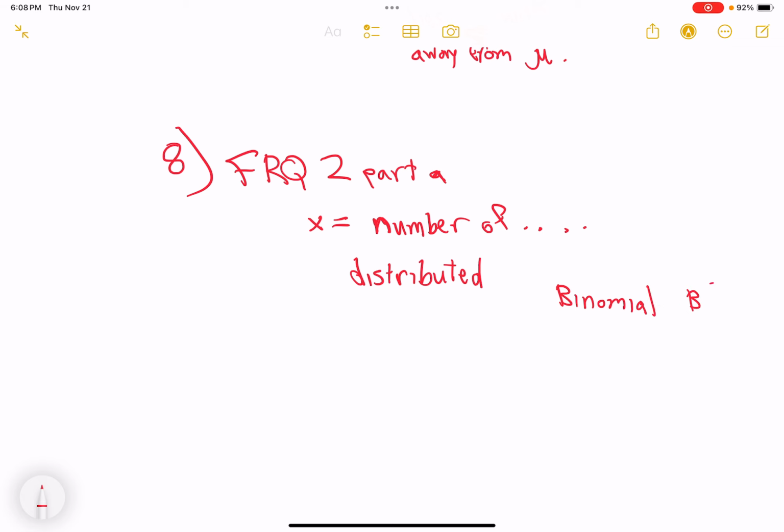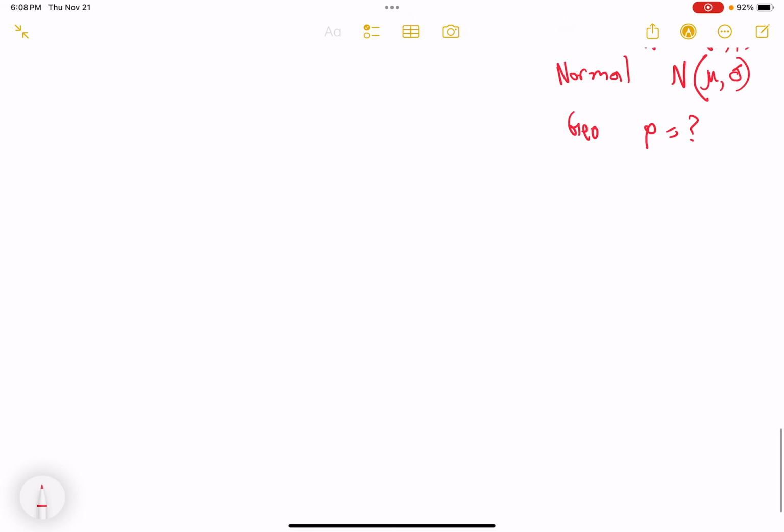And if you do binomially, remember that you would do B, and then n number of trials and the probability. If it's normal, remember our notation is N, and then it's mean, comma, standard deviation. And for geometric, you don't really have to do anything. You can just say what your p-value is, your probability value, I should say. Okay, so study that one. Make sure it makes sense inside out and backwards. Let's do number 9.